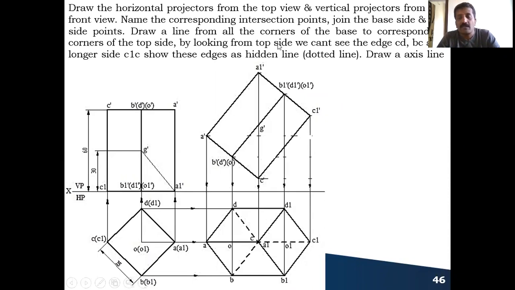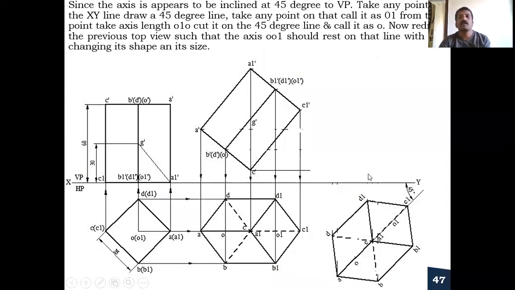Next, coming to the third position, he himself has given that the axis appears to be inclined at 45 degrees to the line. So there is no need to take the locus. That means he has given the apparent inclination itself, that is, he has given the beta angle. So you take any direction you want and draw a 45-degree line. After drawing the 45-degree line, you have to redraw the parent shape of the prism such that this axis O1 to O lies on this 45-degree line without changing its shape and size.